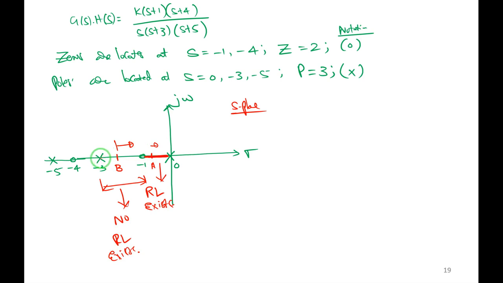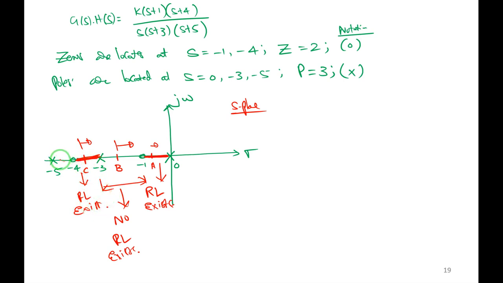Next, let me shift the point here. -3 to -4. Let me consider point C between -3 and -4. To the right hand side I will count. This is one pole, this is one zero, and one more pole, so 1 plus 1 plus 1, totally 3. Add all the poles and zeros to the right hand side of it, 1 2 3. I am getting odd, so -3 to -4 is part of root locus. Root locus exists between -3 and -4.